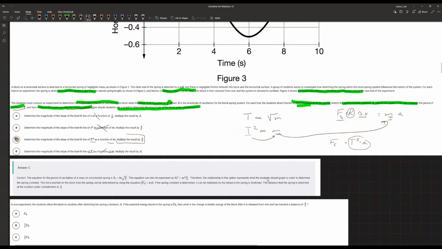Oh yeah, so really quickly, this is where I didn't do a good job of explaining. If we do T squared, that becomes 4 pi squared over k times m. So in this case, this is the slope. And just like I was saying before, here we can get k by saying that it's going to be 4 pi squared over the slope. And so if we have k, then we multiply by the displacement, and there we go.